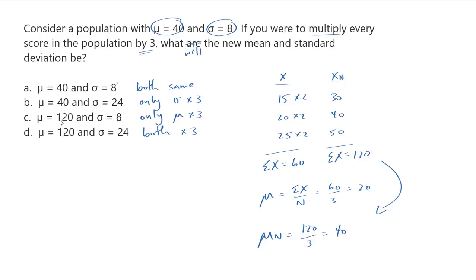So we know that the mean will be affected. So it's going to be one of these. These first two have got to be wrong because the mean cannot stay the same when you multiply every score by 3. But what about the standard deviation? What about the variation that's measured? Well, this one I can do without math.